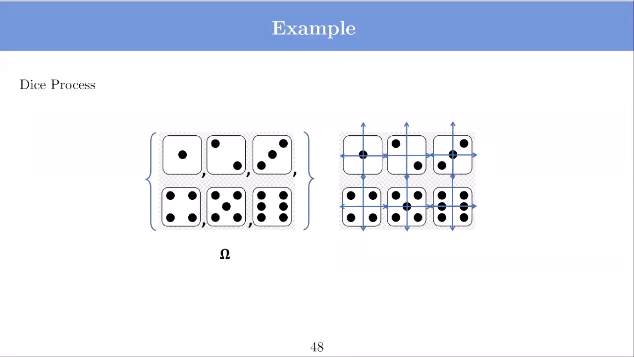Another example of a point process can be a dice process. It is defined the following way. Suppose I have a 6-faced dice and I throw it. Every time I roll this dice, I get one face. So it can be 1 point, 2, 3, 4, 5, or 6. So my outcomes are these 6 outcomes, and the collection of these 6 outcomes makes the capital Omega, which is the sample space. Now I connect each outcome to a particular set of points in R2 space.